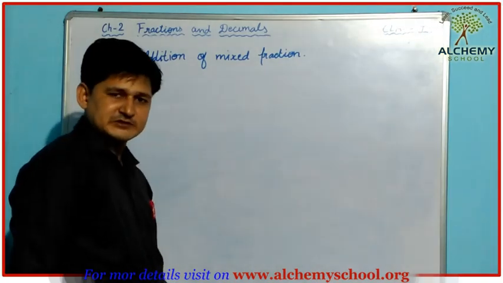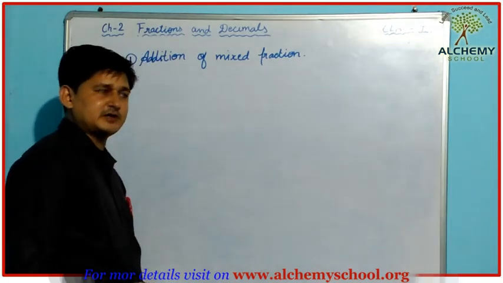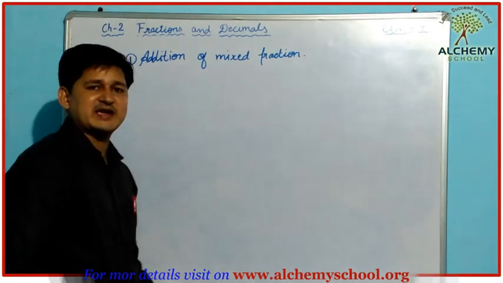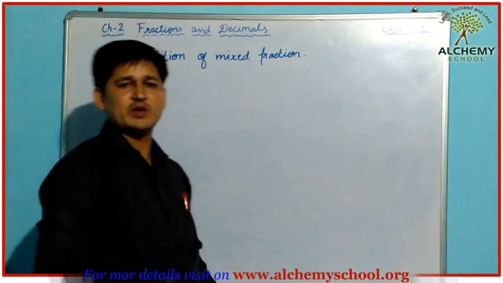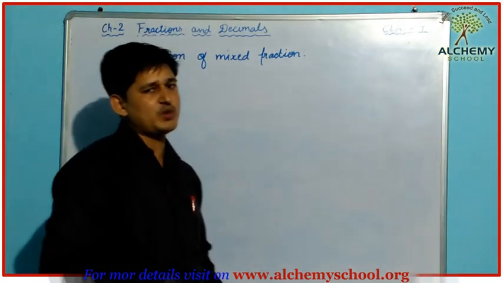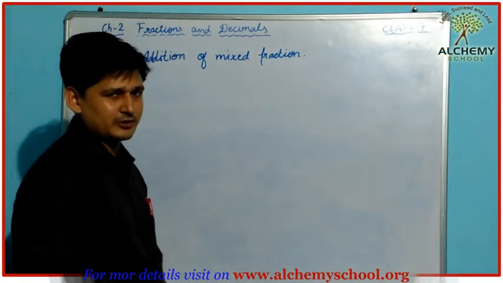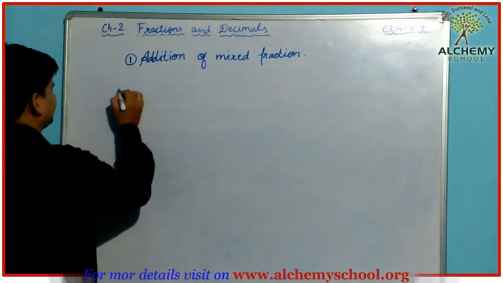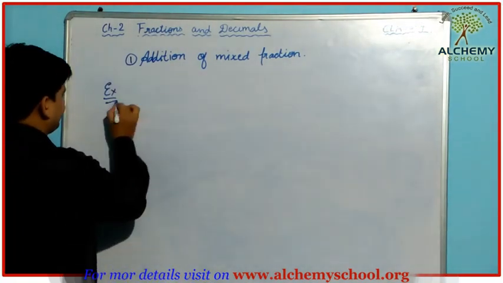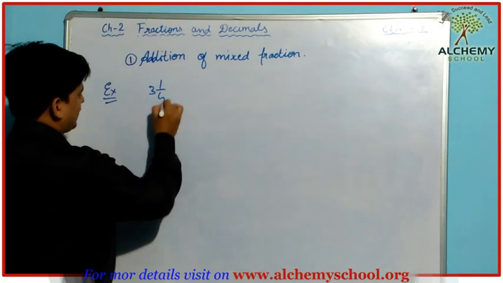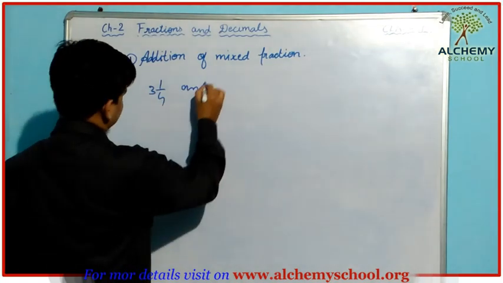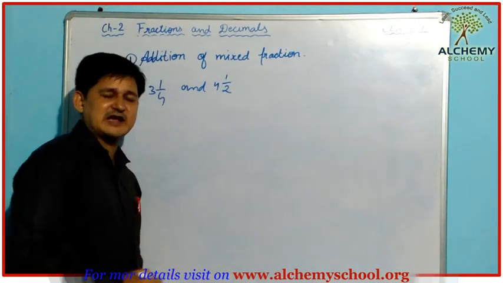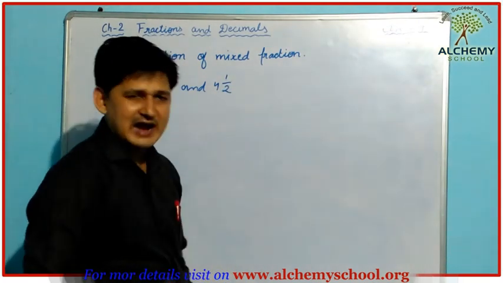So students, the first topic that we are going to discuss here is addition of mixed fractions. When we have two mixed fractions, how we can add them, that we are going to learn here. Suppose that we have two fractions, 3 1 upon 4 and 4 1 by 2. We have these two fractions and we are going to add them.